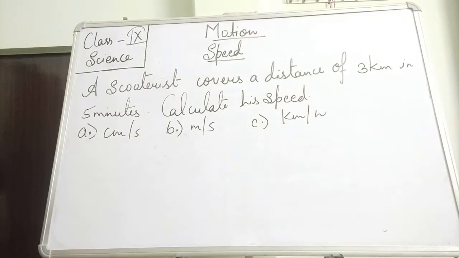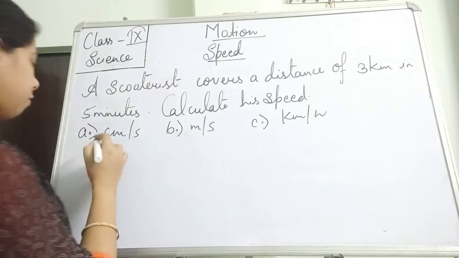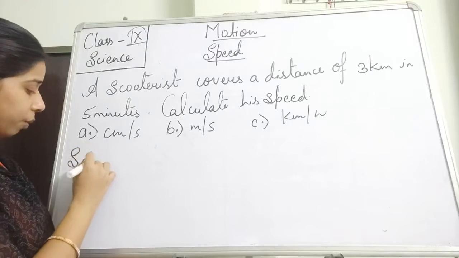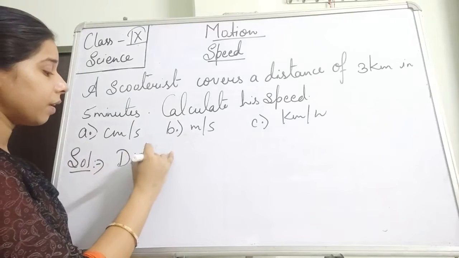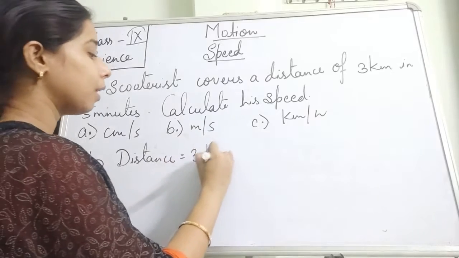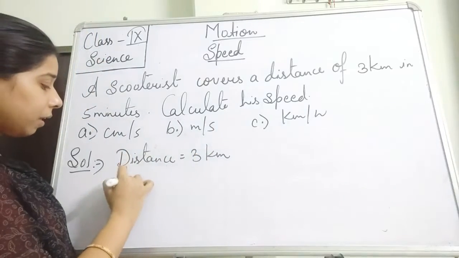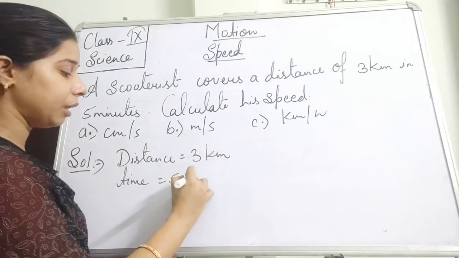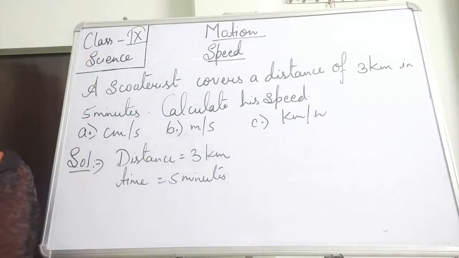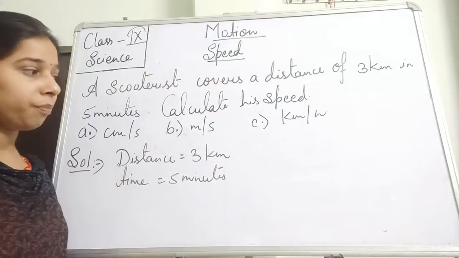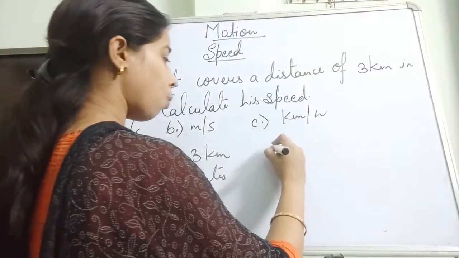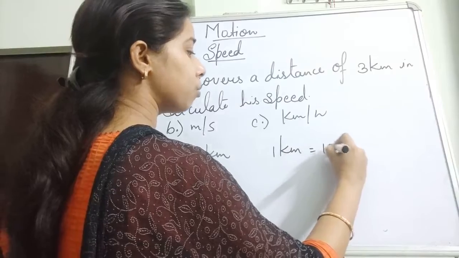So we have to find the distance travelled by it. First of all, we will try to solve this question. What are the things given here? Distance is given as 3 kilometer. Time is given here, students, as 5 minutes. Right? What we have to do, at first, is calculate in centimeter. So we will convert the kilometer into centimeter. We know that 1 kilometer is equal to 1000 meter.